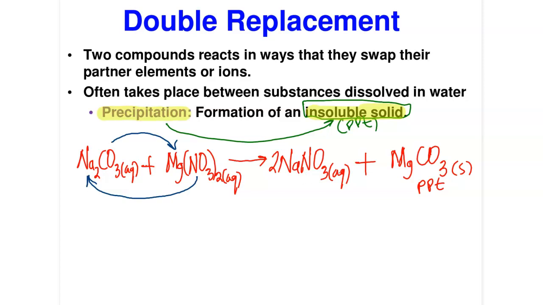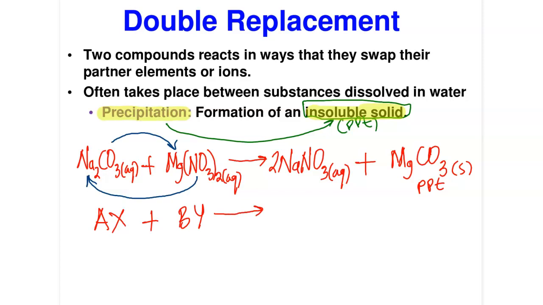an aqueous one. Another good example would be, so before I do another example, let me now show you the form. Now, the form in which this thing reacts is that, okay, let's write it. So it's going to be AX plus BY. What will it give you?